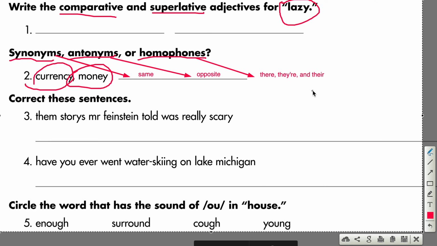And then look at number 5. It says, circle the word that has the sound of OU in house. Pretty straightforward. Think of the word house and which of these words, they all have OU, but they all don't sound the same as house does. So it says circle the word. Word, guys, that's important. That's singular, word. There's only one. Okay, good luck.